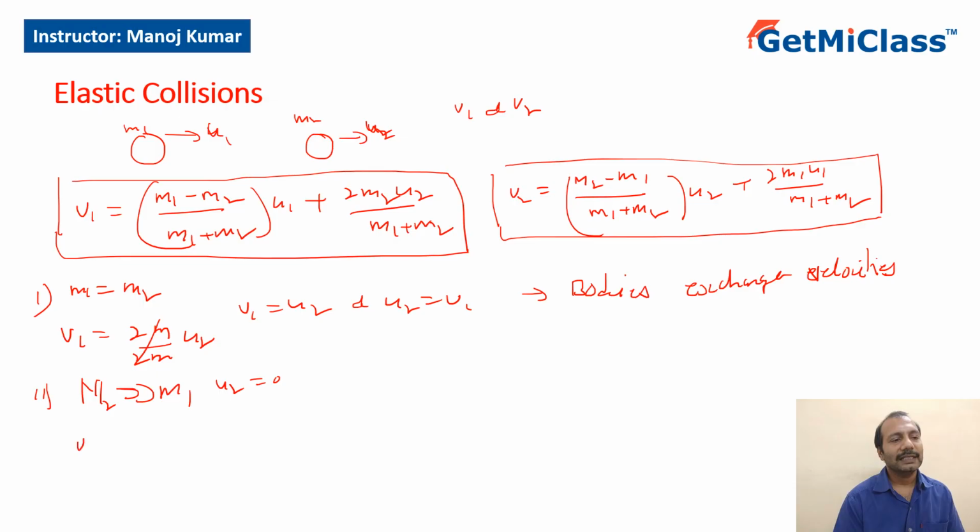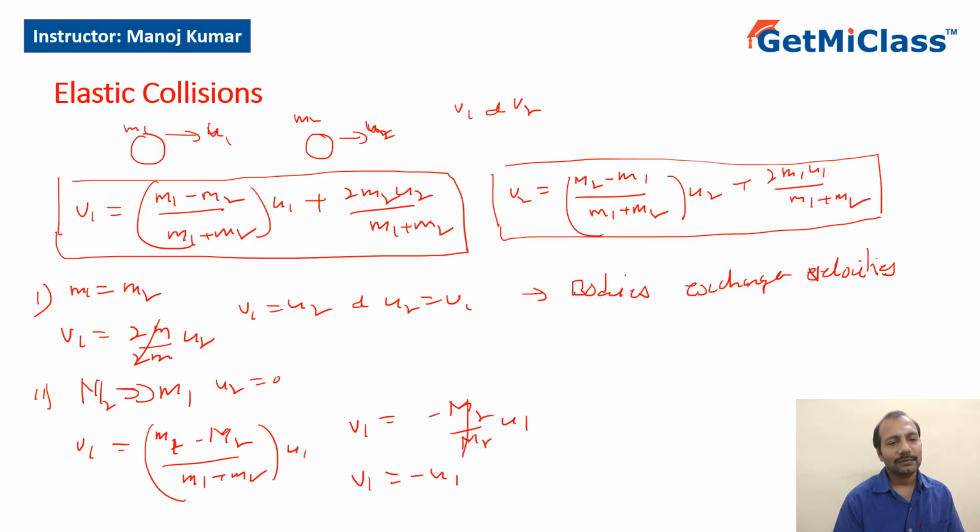So then in that case, v1 equal to m1 minus m2 by m1 plus m2 into u1, right? Now m1 is very much smaller compared to m2, so I can write v1 equal to minus m2 by m2 into u1. So what does it mean? v1 equal to minus u1. So the body will reflect with the same speed. So these are a couple of special cases that, if you remember, would be helpful for you in the exams.